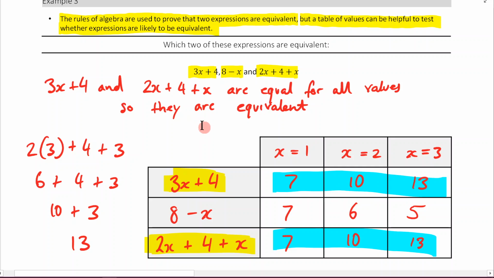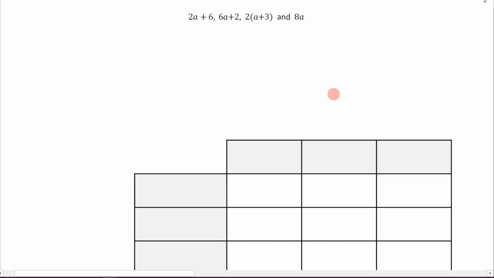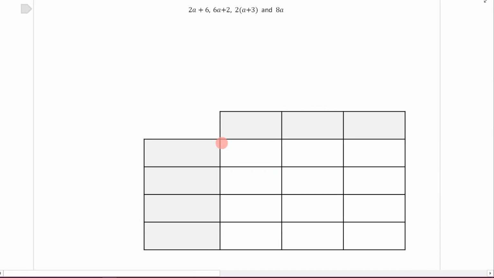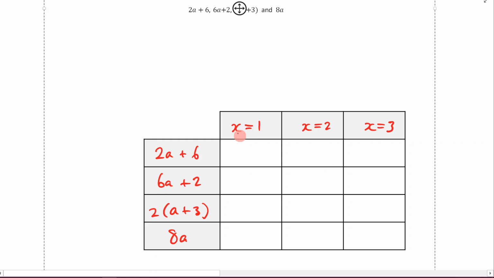Perfect. Let's now move on to the next one, in which we're going to be doing the same thing. So let me just zoom out a little bit here. I'm going to be putting all of these into the left-hand side here. So 2a plus 6, 6a plus 2, 2a plus 3, and then 8a. Then I'll substitute in a equals 1, a equals 2, and a equals 3. And once you've done that, let me just give you a demonstration for the first one.